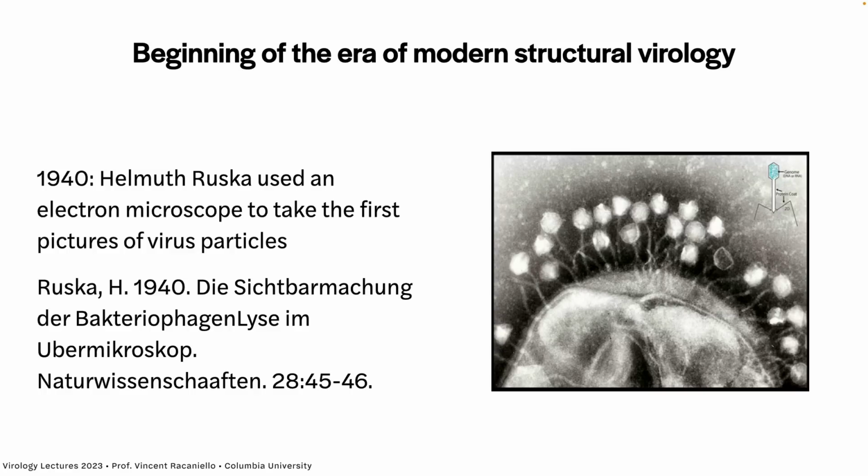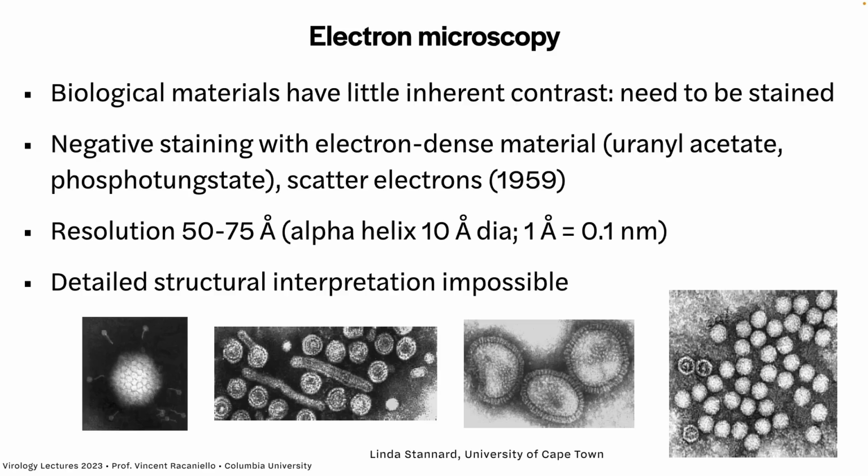So you can start to get an idea of what the particles look like, and you can get low resolution images. You don't get a lot of structural detail. You can't see atoms like we will be able to see with X-ray crystallography and cryo-EM, but you can get the shape of the virus particle. And so electron microscopy was used for many years to look at the shapes of different particles.